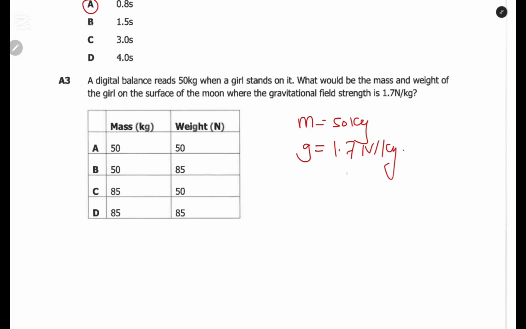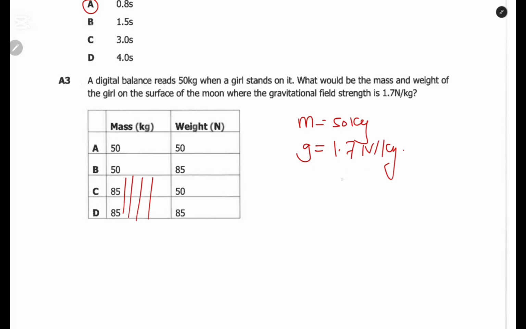Now, one thing you should know about mass is that mass does not change. So when they ask you on the moon, mass will still be 50. So here we are looking for the answer that has the mass 50. So these two, we can cancel them in advance, okay, because mass cannot change. So we have A and B.